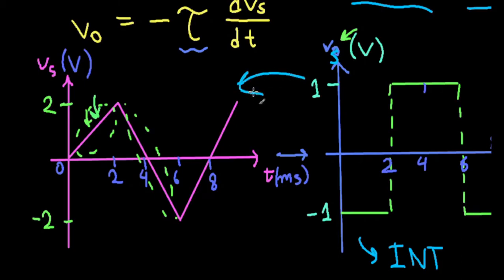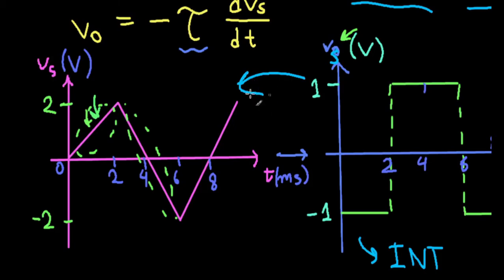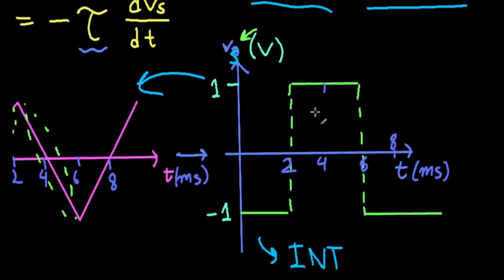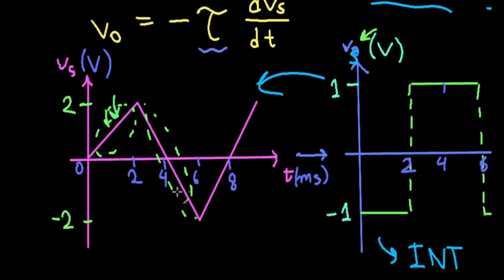As I said, the integrator is going to do exactly the opposite thing. It's kind of like an inverse function of the differentiator. And interestingly, just like the differentiator, the integrator is also able to change the shape of your waveform, which is pretty cool. It converted this square waveform into this triangular one.